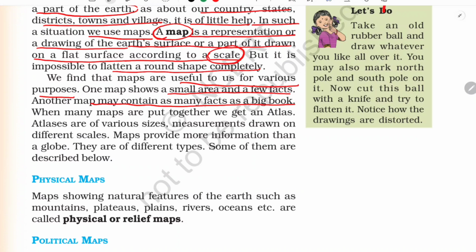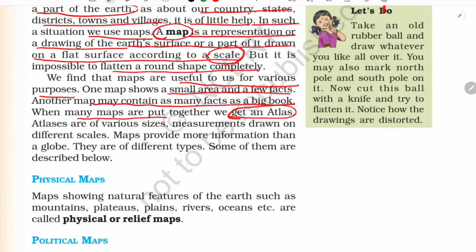In some maps you will see some small area is given with a few facts, and again in another map you will see they contain lots and lots of facts, and it will look like a big book as well. And when many of these maps are put together, we get an atlas.